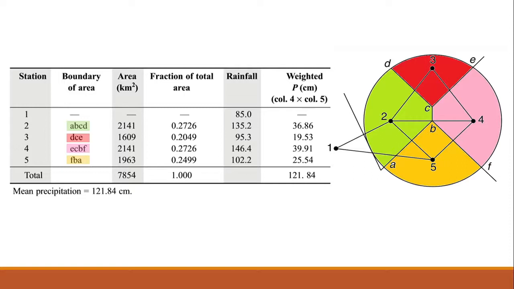And for polygon DCE, we have 0.2049 fraction of total area, and we're going to multiply that by 95.3, which is the recorded average rainfall of Station 3, to get 19.53. And we'll just do the same calculation for the remaining polygons to get the answers listed in the table. So to get the mean precipitation, we just add up all the values in the fifth column to get the answer, 121.84 centimeters.